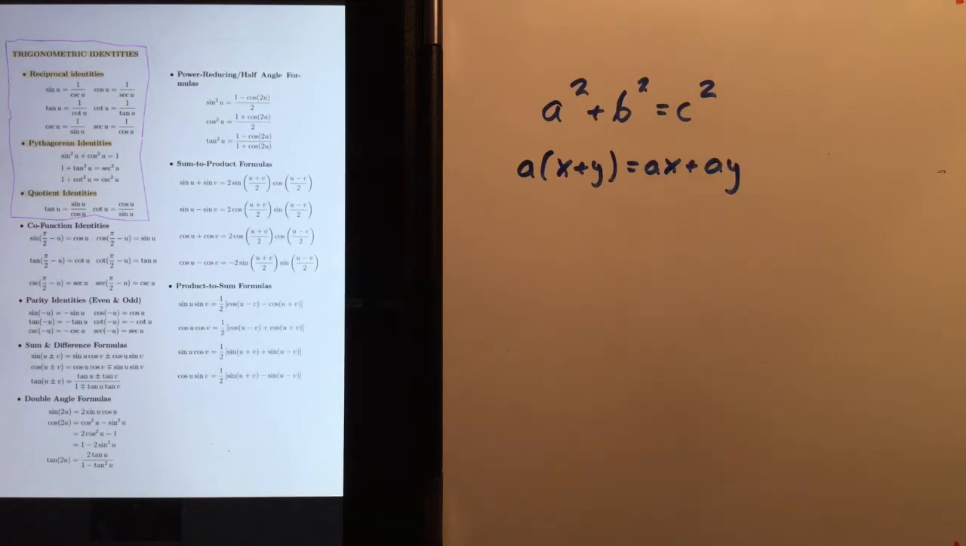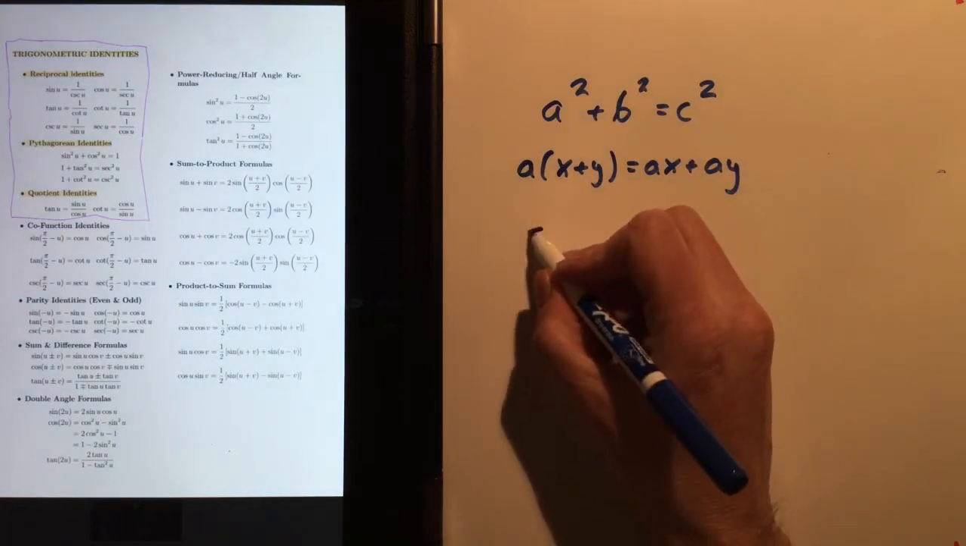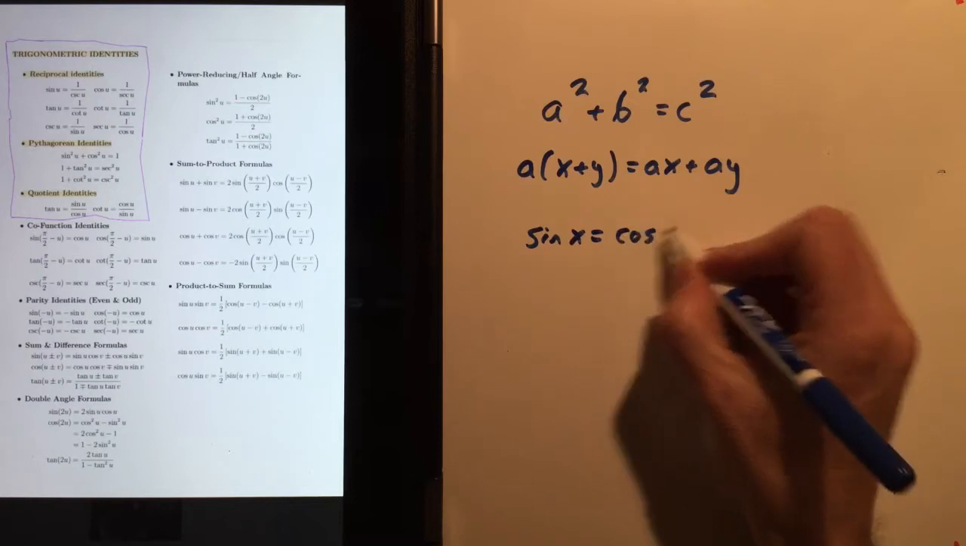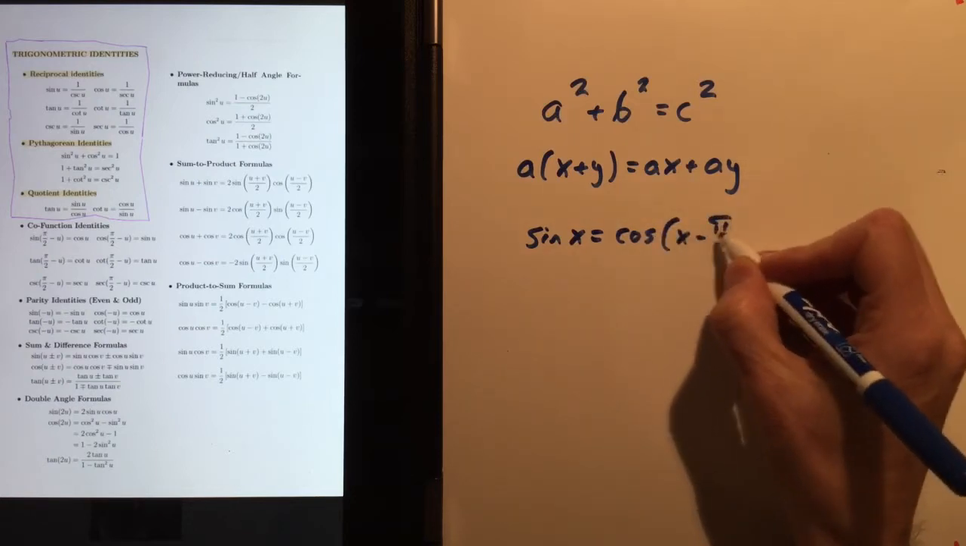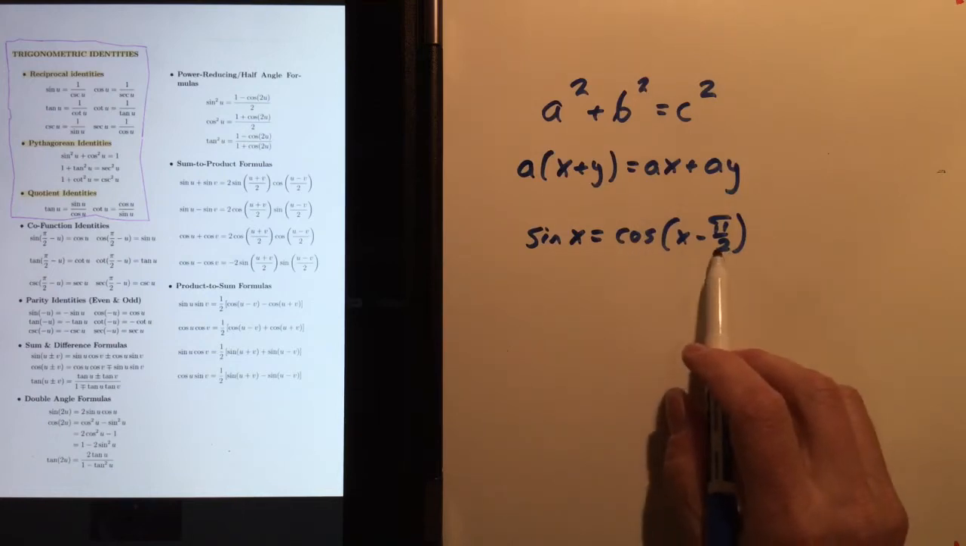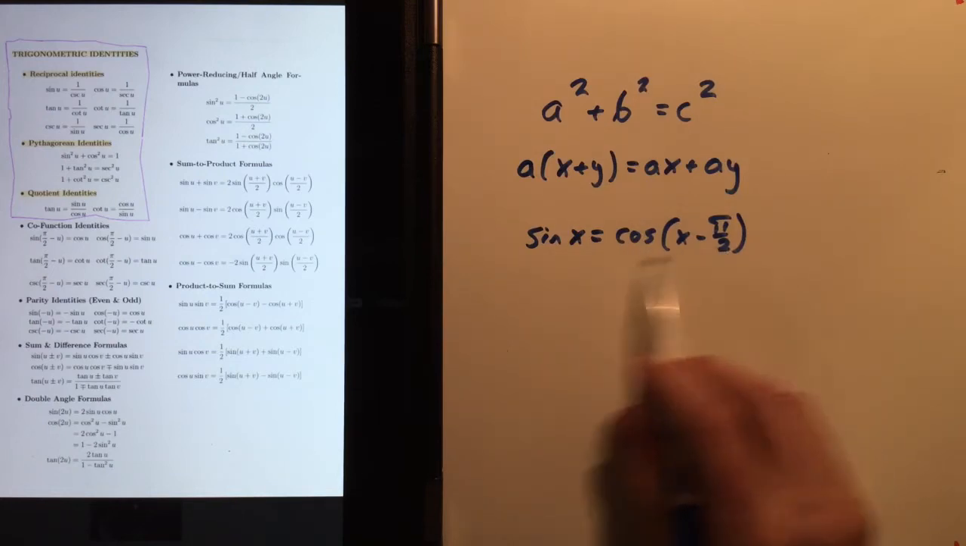Now, you may have stumbled across a couple of our trig identities when we were graphing. For example, sine of x is equal to cosine of x minus pi halves. You know that if I take the cosine curve and move it to the right pi halves, I'm always going to get the sine curve.